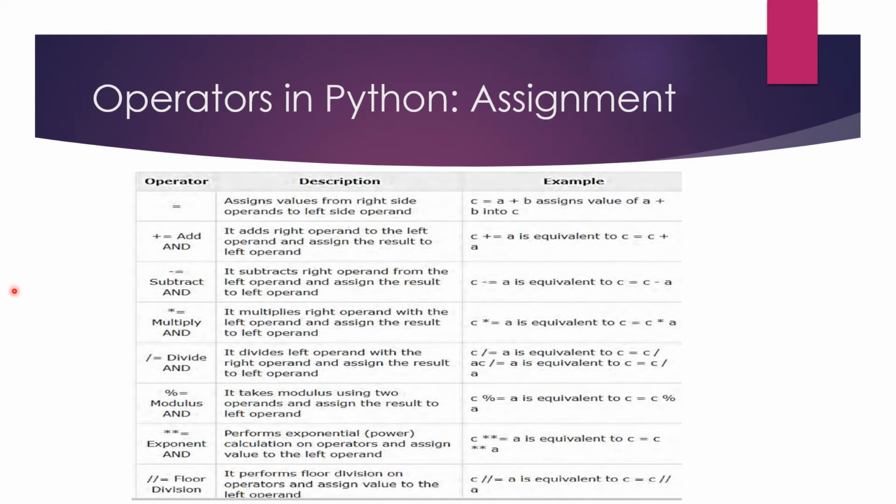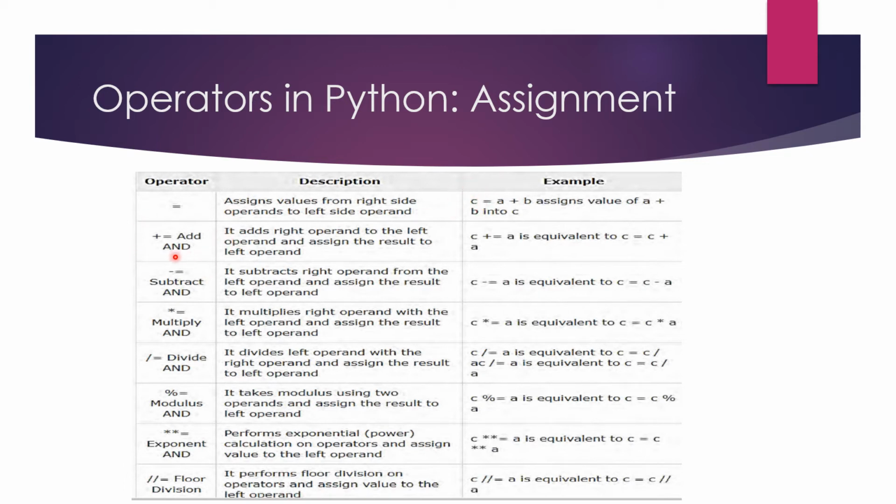Let's see next. Now operators in Python, assignment. This is the same as arithmetic, but it is a short form of that. Equal to assigns values from the right hand operand to the left hand operand. That means if you add a plus b, then the value of a plus b will be stored in c.